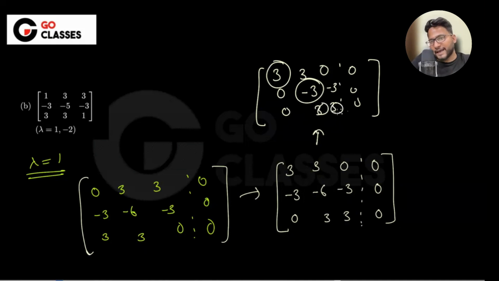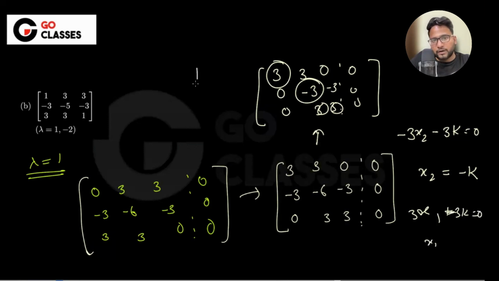So finally you can say x3 is 0. So x3 is one of the variables, which is k, and then minus 3k will be 0. So from here x2 will be minus k, right? And then 3x1 plus 3k equal to 0, so x1 will be k. So it is 1, minus 1, and 0. Is this what you are getting? Corresponding to lambda equal to 1.